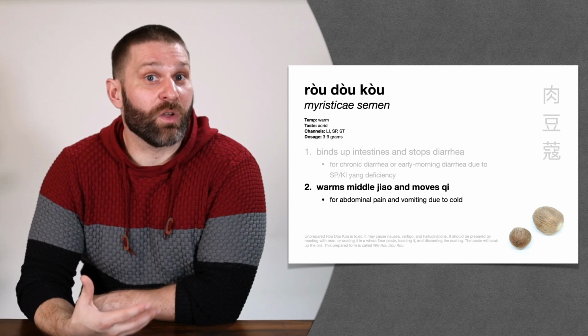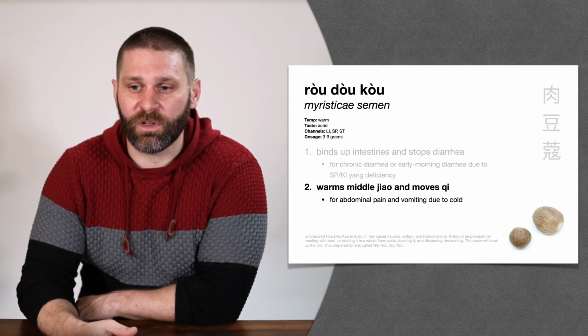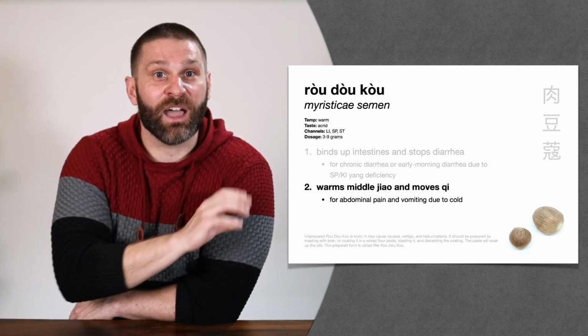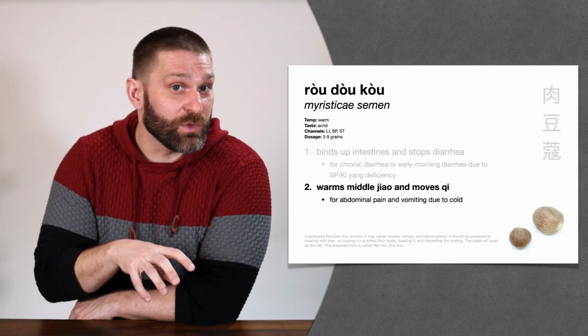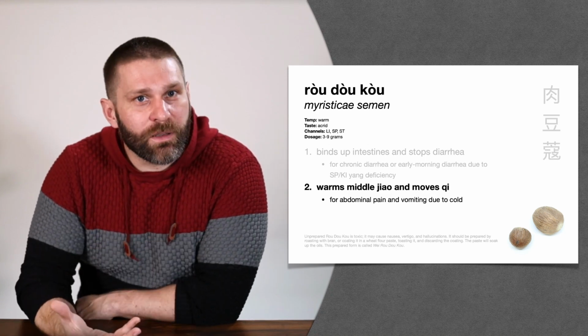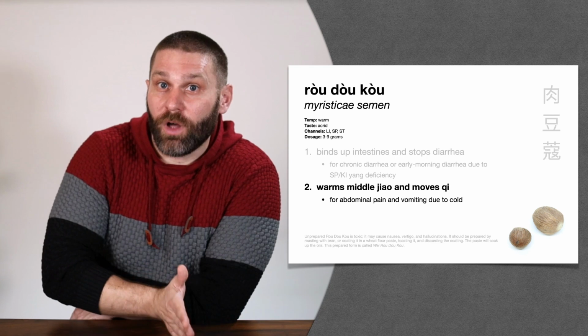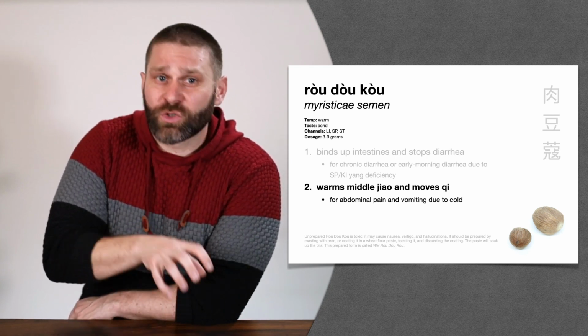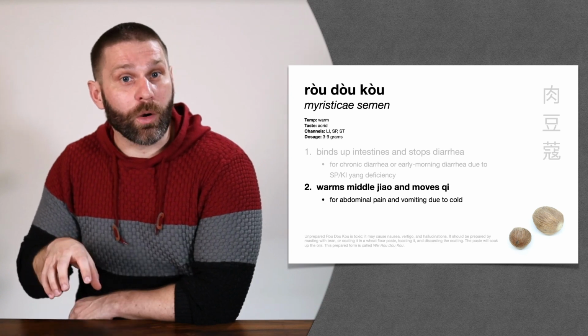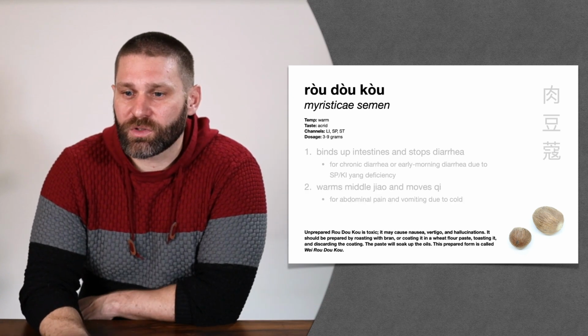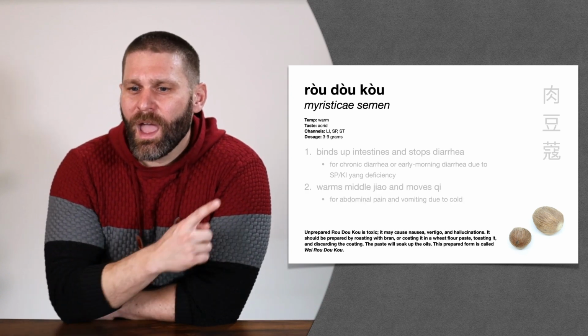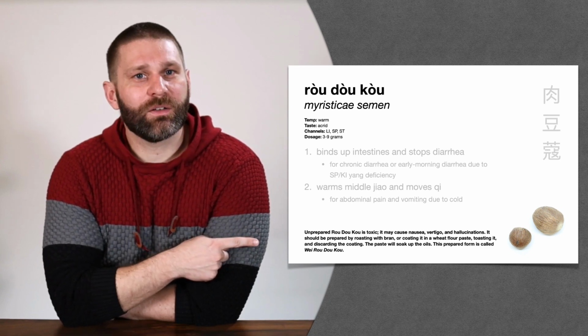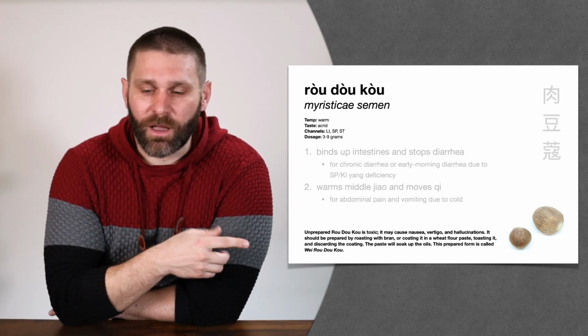Rou Dou Kou also has an action of warming the interior and warming the middle jiao, but it also has this action of binding up the large intestine to stop diarrhea, which is convenient because this diarrhea usually belongs to a cold condition. So again, it's like we're doing both. We're astringing the diarrhea, but we're also warming the interior and dispersing the cold. So that's Rou Dou Kou.